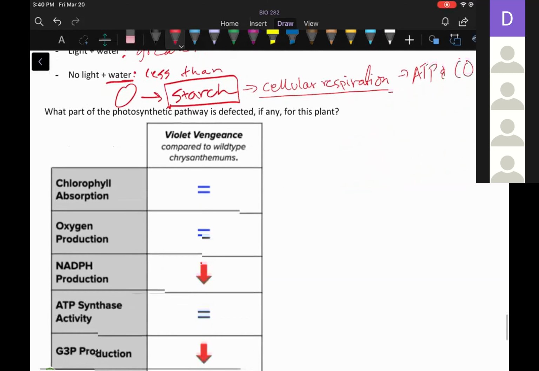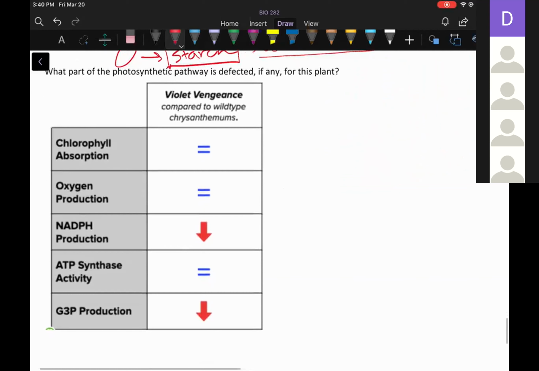So this question asks, what part of the photosynthetic pathway is defective, if any, for this plant? We have our chlorophyll absorption the same, oxygen production the same, and this is in comparison to the wild type, so equals means same as wild type. Our NADPH production is less than wild type. ATP synthase activity is the same. And our G3P production is less than wild type.